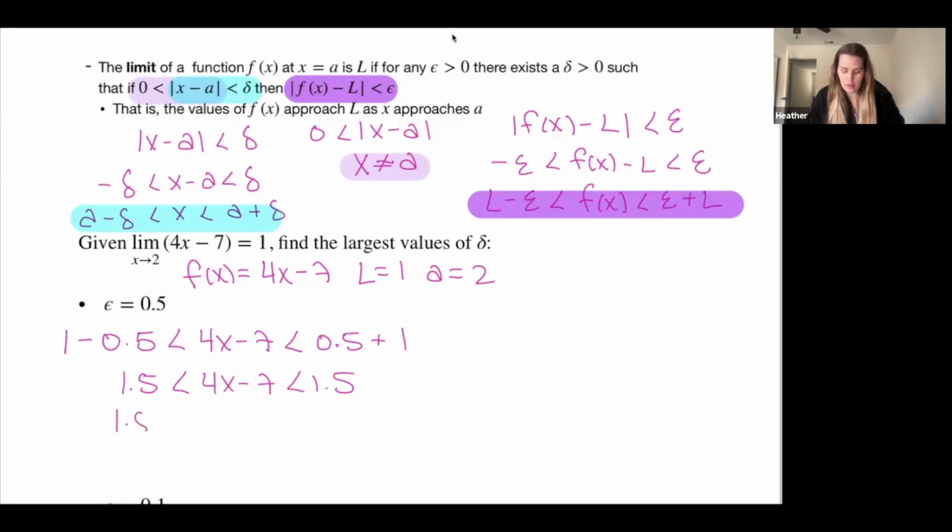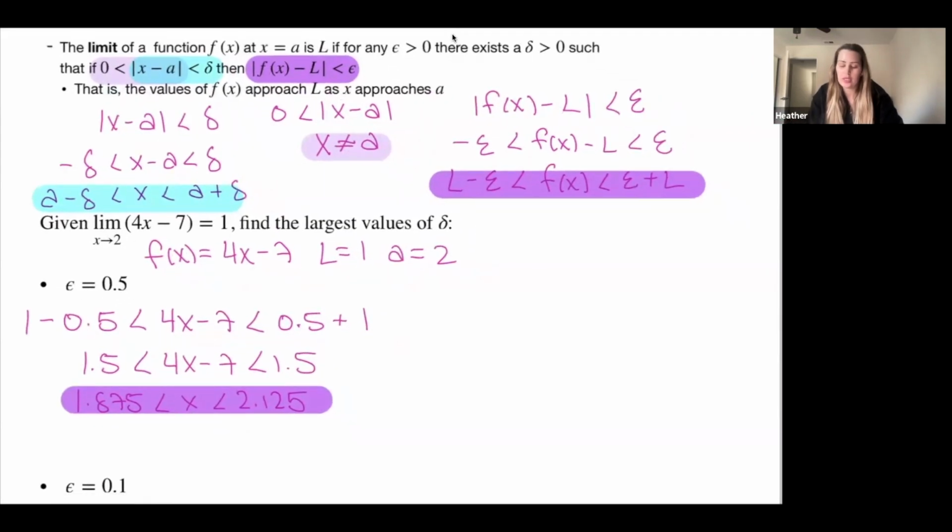I got 1.875 on this side and 2.125 on this side. And this is coming from that piece in the purple. All right, let's go and do the delta side. And we're going to do this piece in the blue. So I have a, which is 2, minus delta, which I'm trying to find, 2 plus delta.